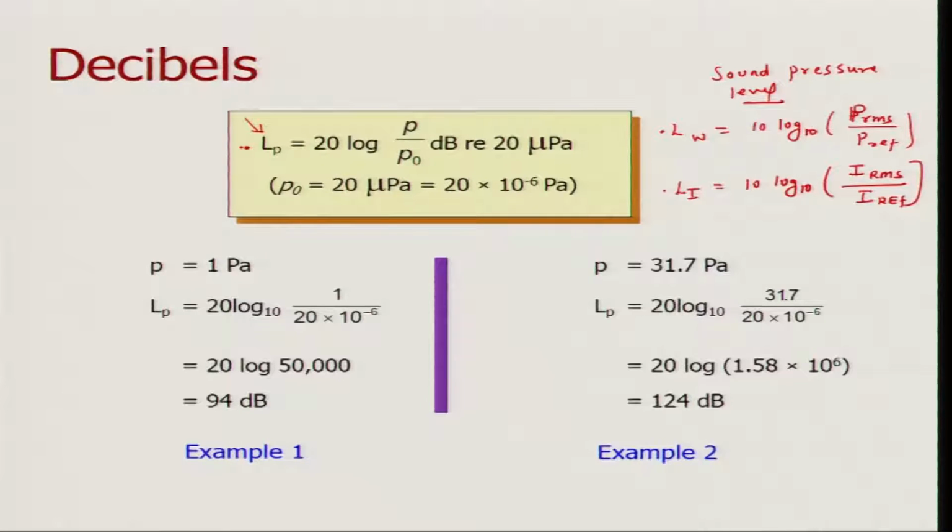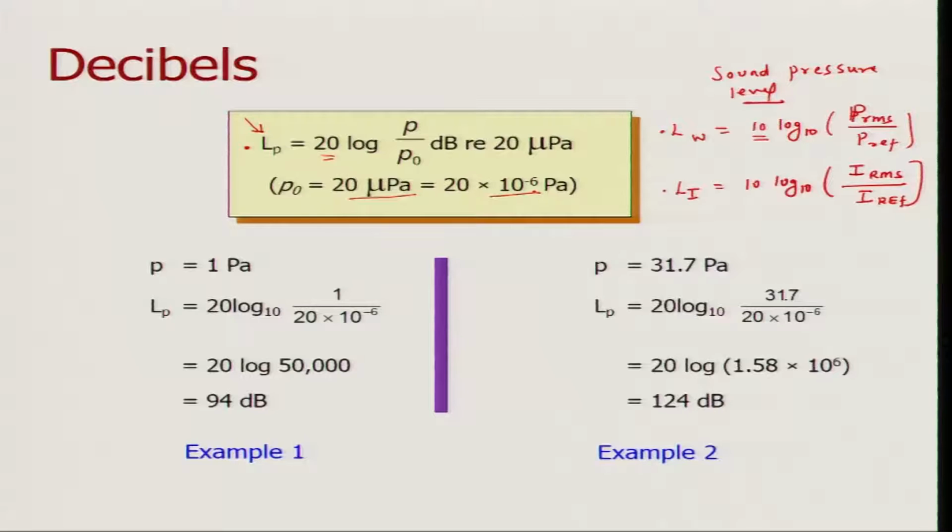And in the case of pressure level, instead of the factor 10, I have a factor 20, because in the original definition it is 10 log of P squared divided by reference pressure squared. This is one important difference we have to remember, and if the sound is propagating in air, then the reference pressure is taken as 20 micropascals, which is this number.